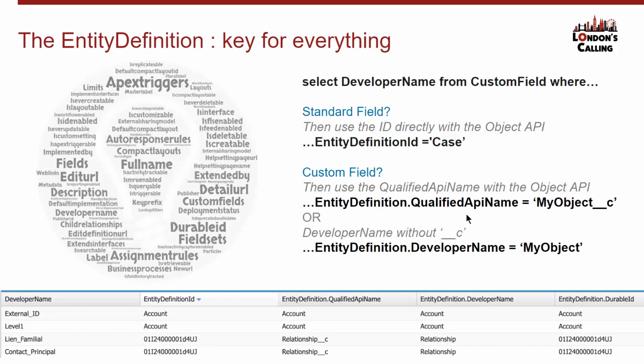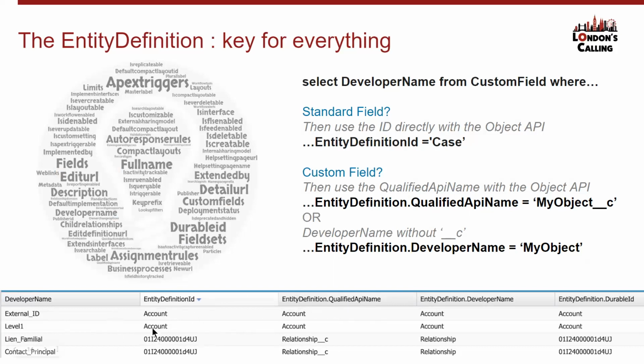After, what we are used to working with for custom objects is the qualified API name. If you ask Salesforce for the qualified API name of your entity definition object, Salesforce will return either the name of the custom object, or again the name of the standard object. It really depends what you want to see. You have an example here. If the entity definition is Account, the qualified API name is again Account.